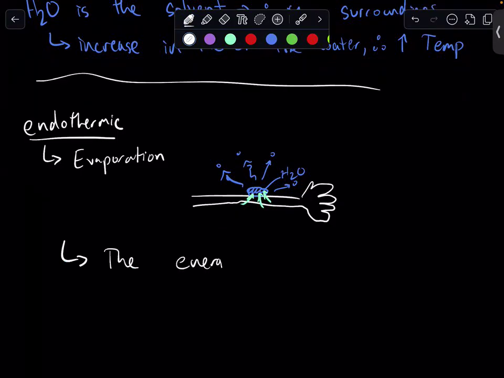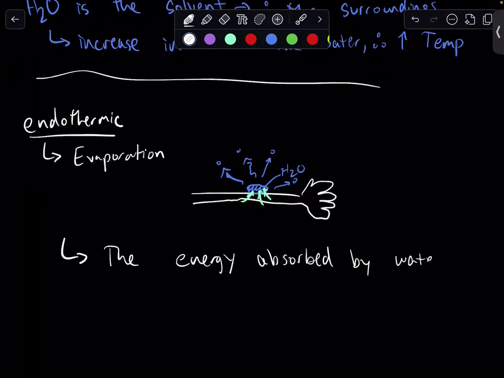The energy absorbed by water is felt as coldness. And that's our endothermic reaction. That's why they feel cold.